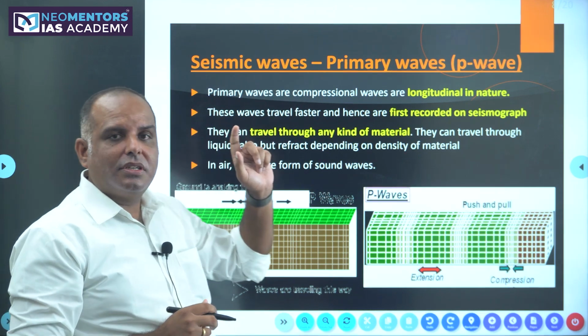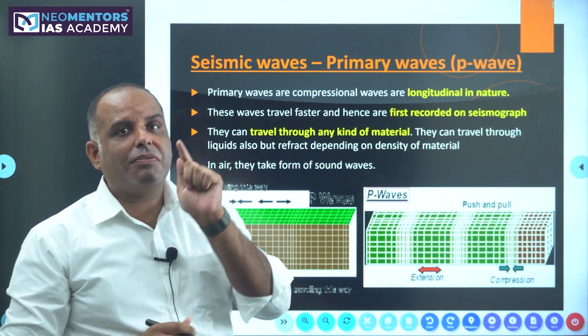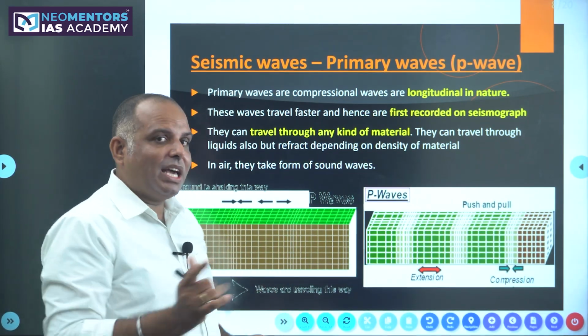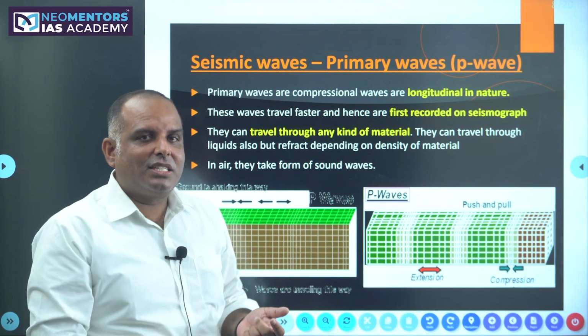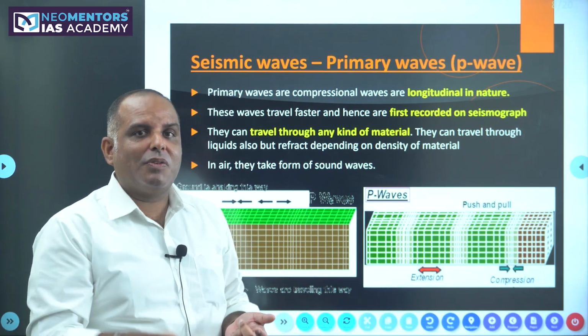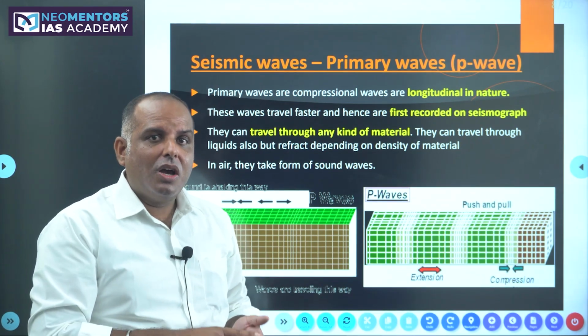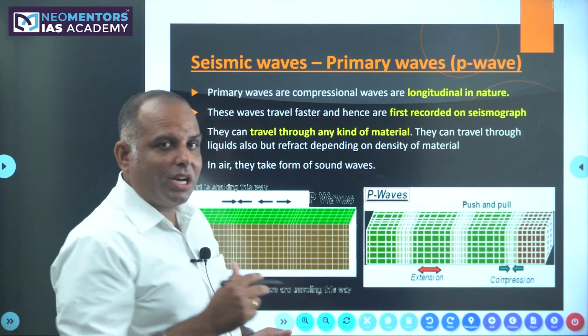Primary waves, why are they called primary? Because they reach the seismic station first. That means they have the highest velocity. Remember that. If they are reaching the seismic station first, it means they have the highest velocity. Since they are reaching first, that's why we call them primary waves. Okay? And primary waves are longitudinal in nature. We discussed, right? Longitudinal means what?